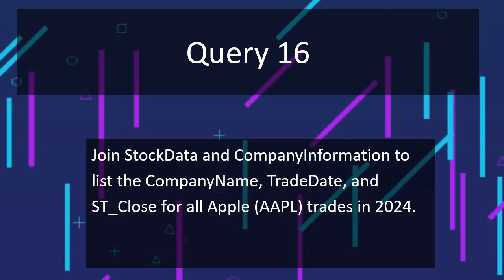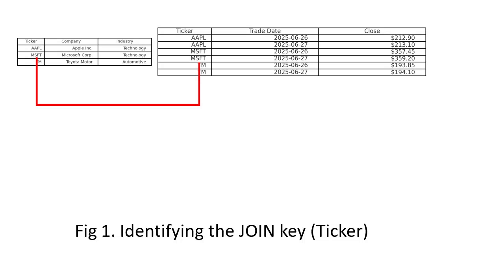Here is the question for query 16. Join StockData and CompanyInformation to list the company name, trade date, and closing price for all Apple trades in 2024. In Query 16, we're finally using one of the most powerful tools in SQL, the join.